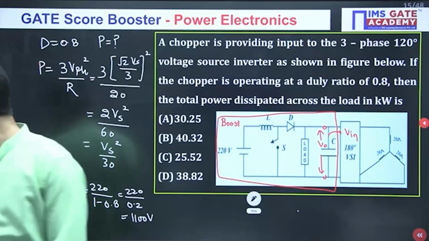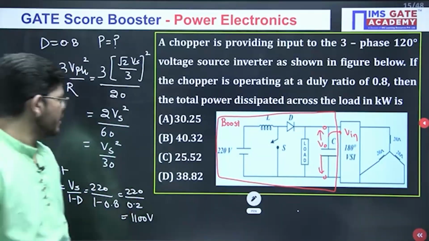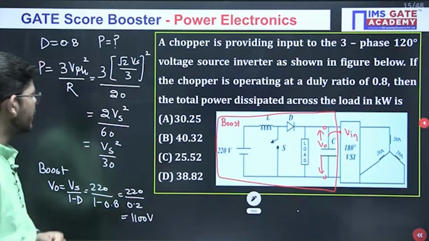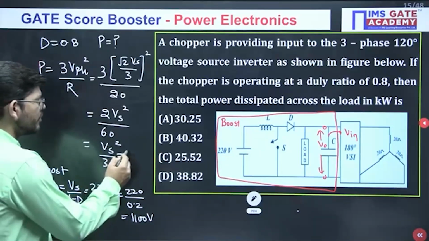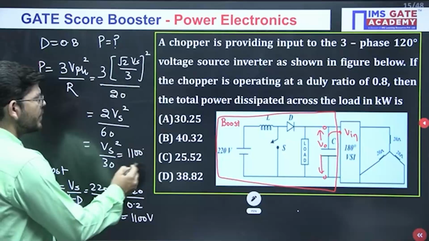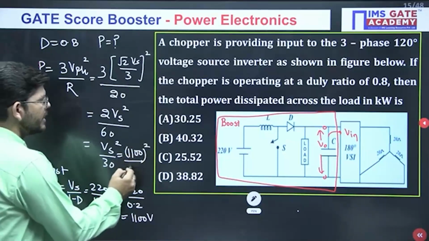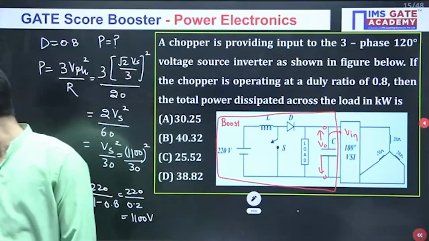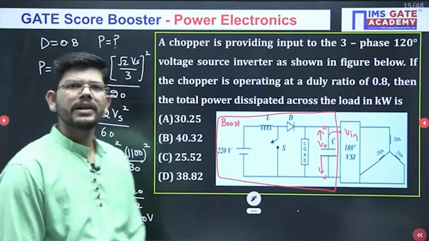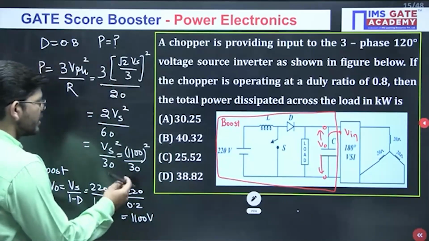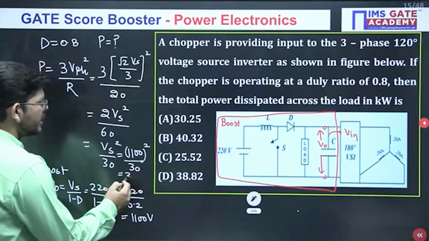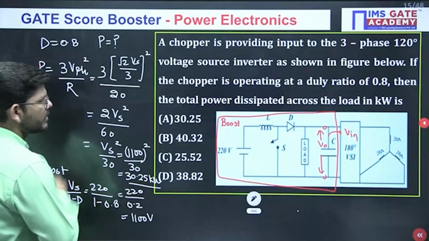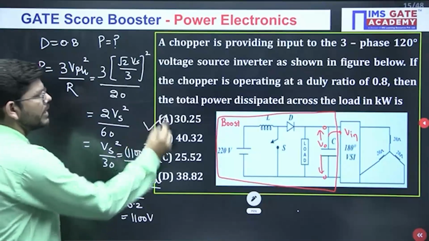It will be the input voltage to our 180-degree VSI inverter. Now you can put the values here: 1100 square divided by 30. When you calculate it, you will get 30.25 kilowatt as the answer, which is given in option number A.